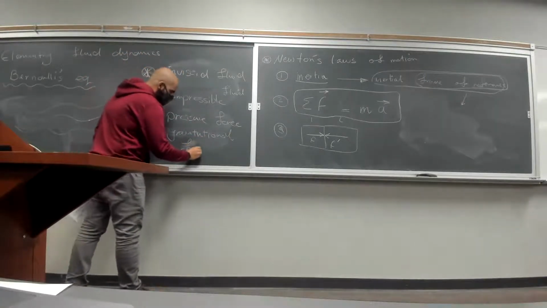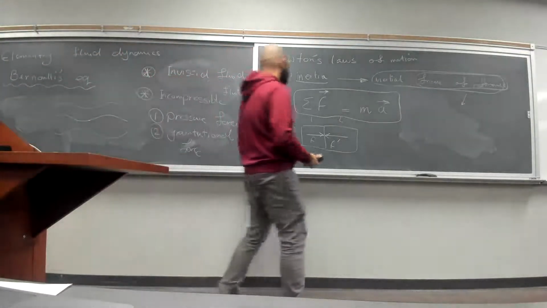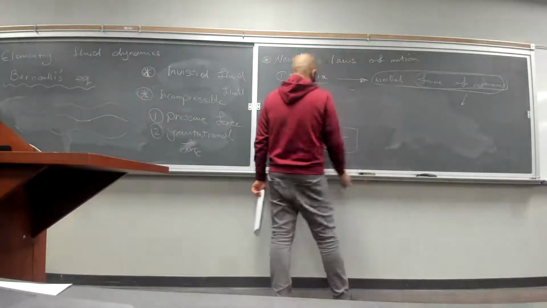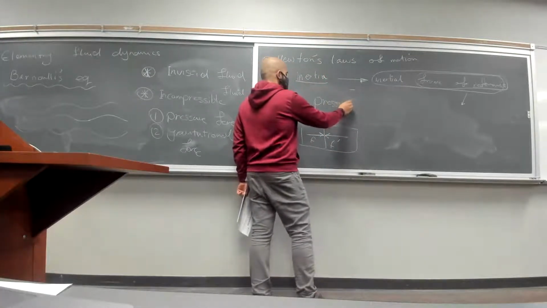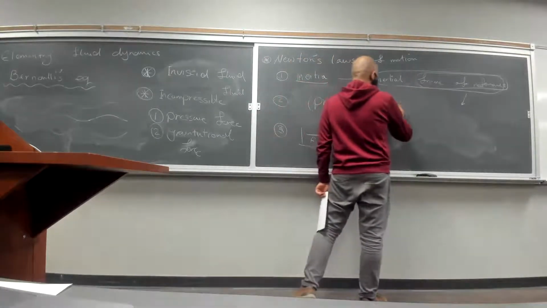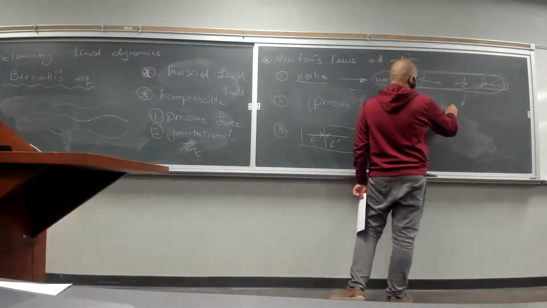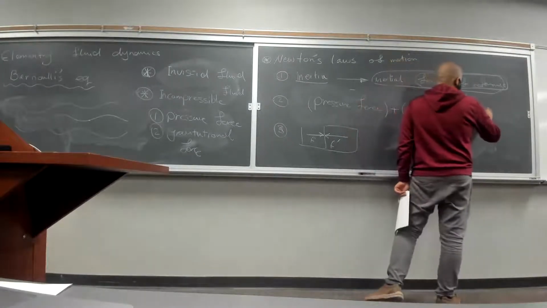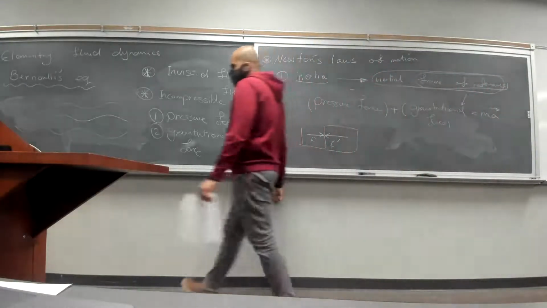So essentially, what we have on the left-hand side is going to be the pressure force plus the gravitational force. That is going to be equal to m, your mass, multiplied by your acceleration.